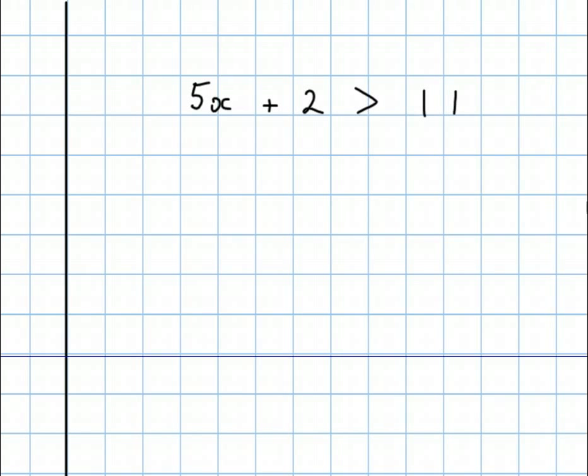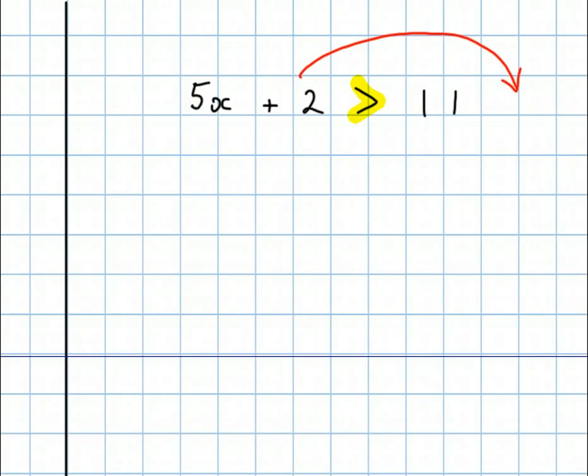Now this symbol here, the open mouth of this crocodile, if you will, is opening towards the expression that's bigger. So we pronounce this as 5x plus 2 is bigger, greater than 11. How do I solve the inequality?